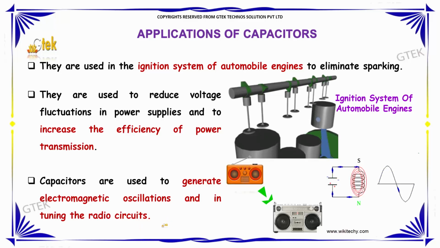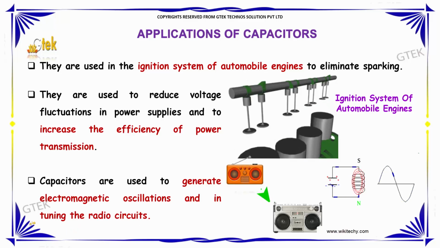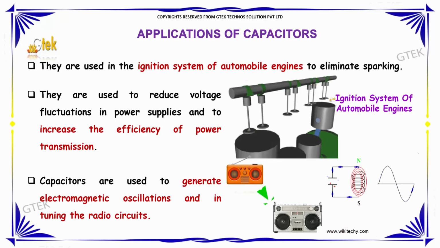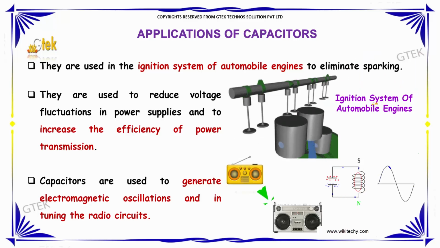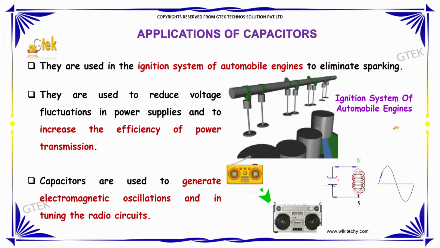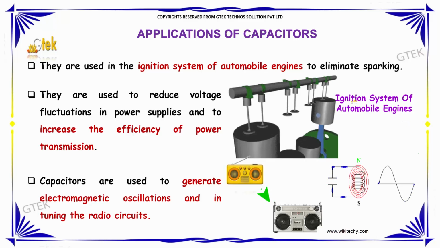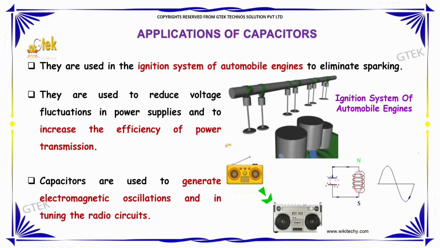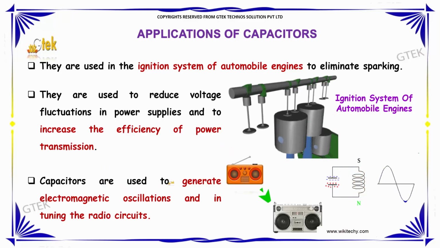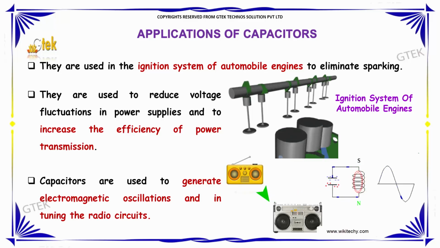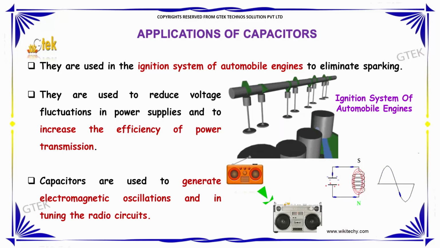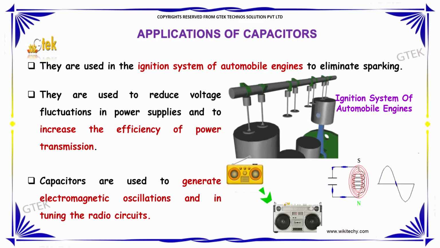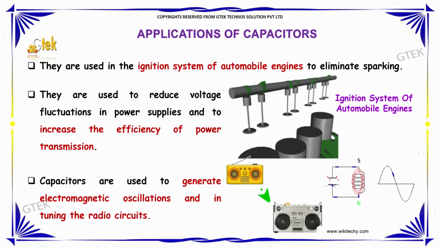Now let us move on to the applications of capacitors. In general, capacitors are used in the ignition system of automobile engines in order to eliminate sparking. They are also used to reduce voltage fluctuations in power supplies and to increase the efficiency of power transmission. Some other applications are generating electromagnetic oscillations and tuning radio circuits. So these are some of the real-time applications of a capacitor.